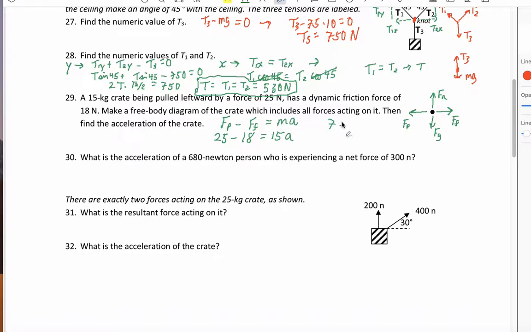So that's going to give us 7 equals 15 times a, and that will give us a as simply being equal to 0.47 meters per second squared.